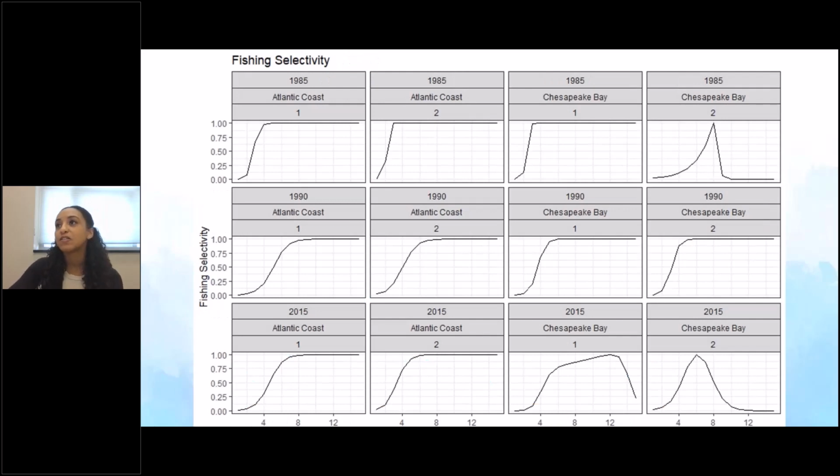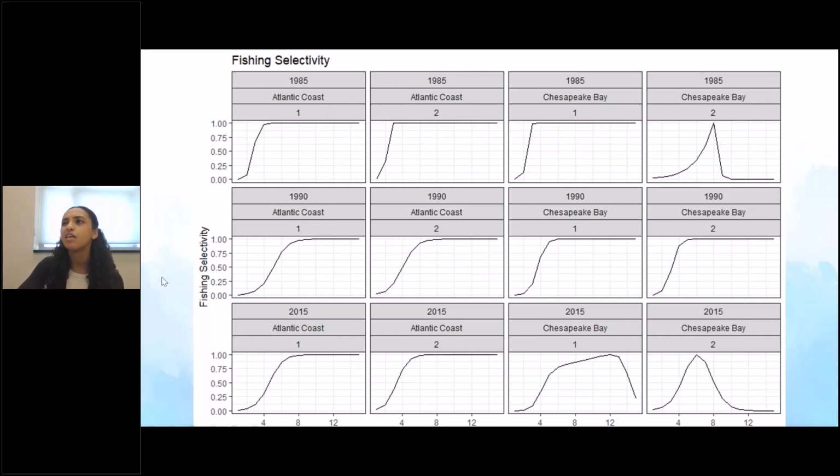Some more results, we can also look at how our model is estimating the parameters in our selectivity function. This is for the fisheries selectivity. The first row indicates our moratorium time block from 1985 to 1989. The second row is the post-moratorium time block from 1998 to 2014. And then the last row is our recent time block. Again, these are for the fleets or spatial areas, the names here, and then each time step.